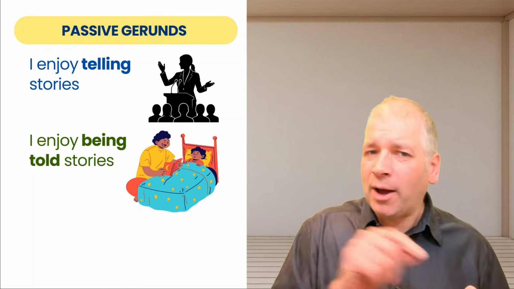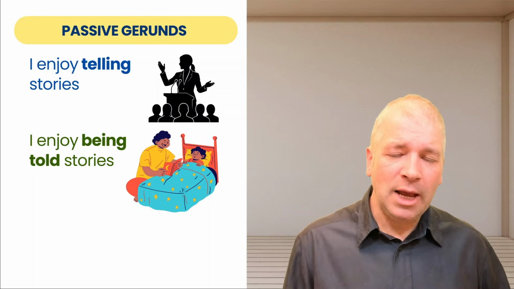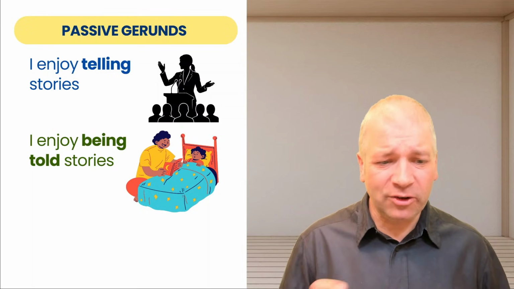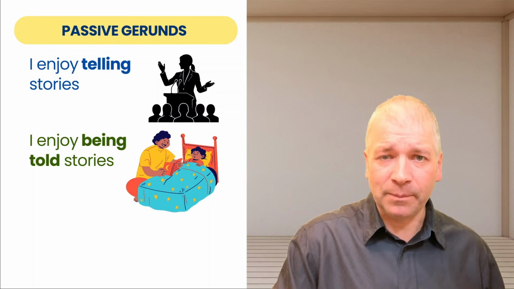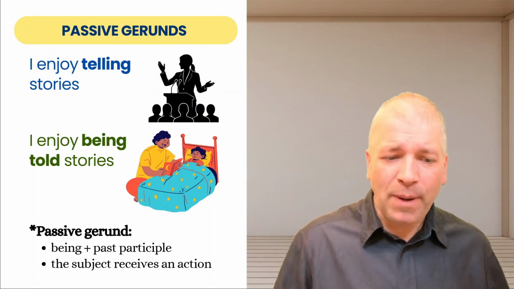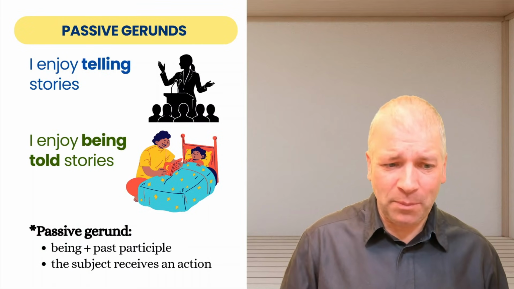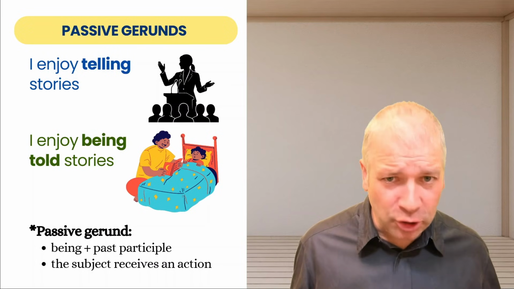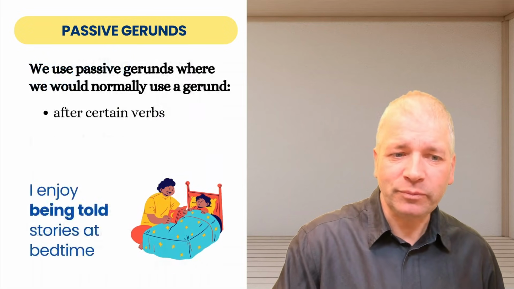So it's not the subject. In the first example, "I enjoy telling stories," the subject does the action of telling. In the second example, "I enjoy being told stories," I receives the action of telling. So the passive gerund is made of the verb to be in the ing form followed by the past participle, and as usual with the passive, it's where the subject receives an action.